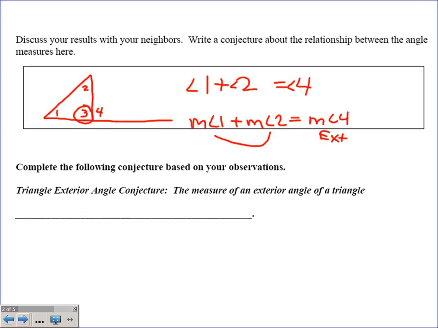Okay? So complete the following conjecture based on your observations. Triangle exterior angle conjecture is what it's called. The measure of an exterior angle of a triangle is equal to the sum, the sum of what? How are we going to describe these two angles that are over here?